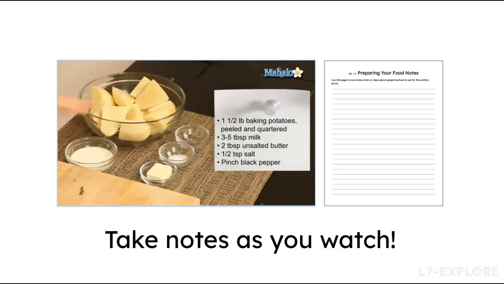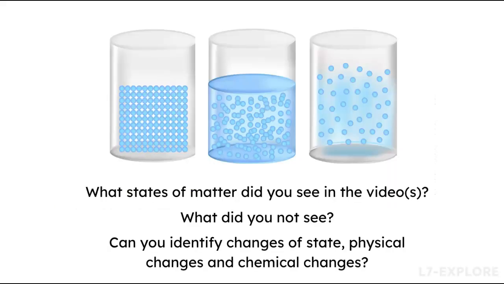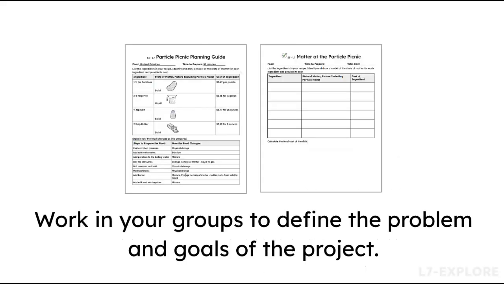You'll then play a cooking video and prompt students to use the Preparing Your Food Notes student journal page for jotting notes as they watch. After watching, you'll have teams discuss. You'll then have students work in their picnic groups using the Preparing Your Food Notes and Matter at the Particle Picnic student journal page to plan their picnic food. With their groups, you'll have students choose a recipe provided in the Particle Picnic recipe guide.